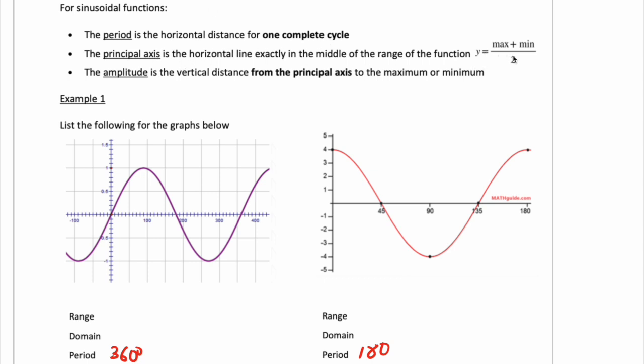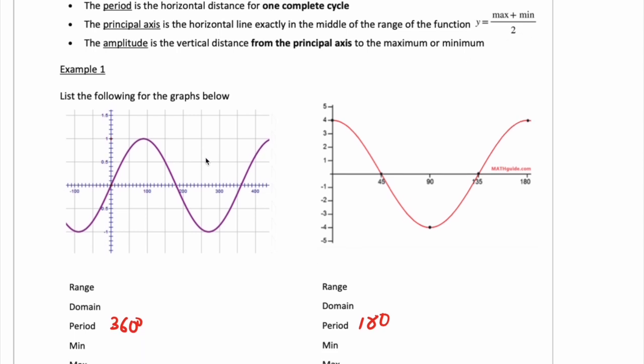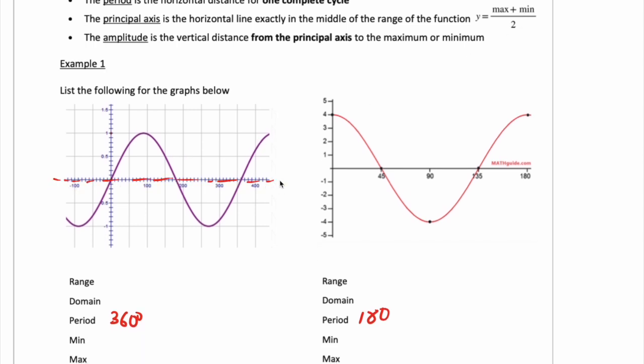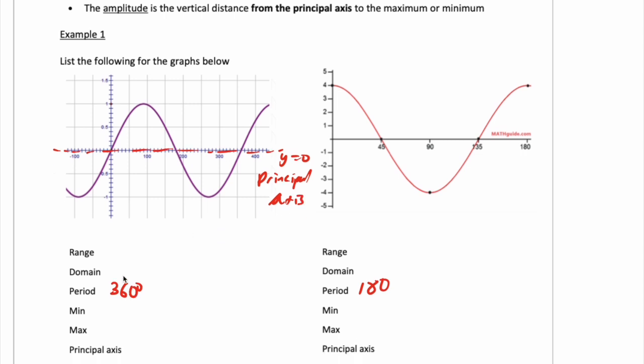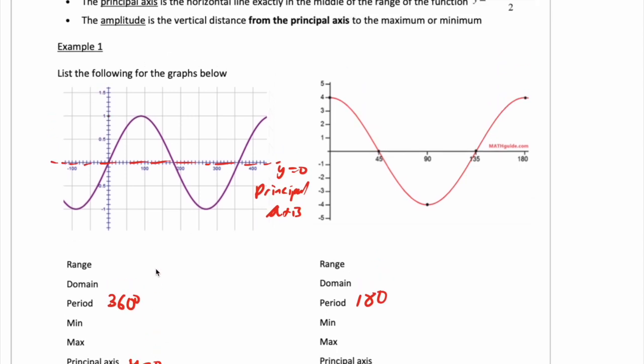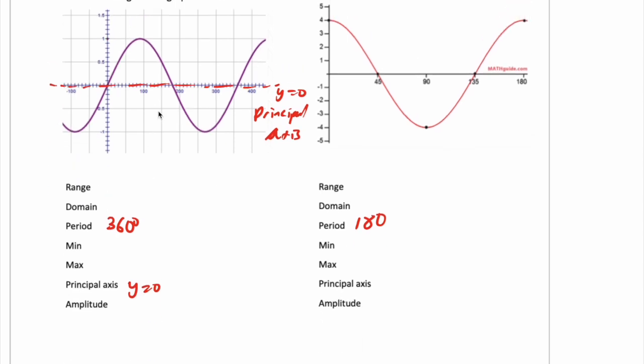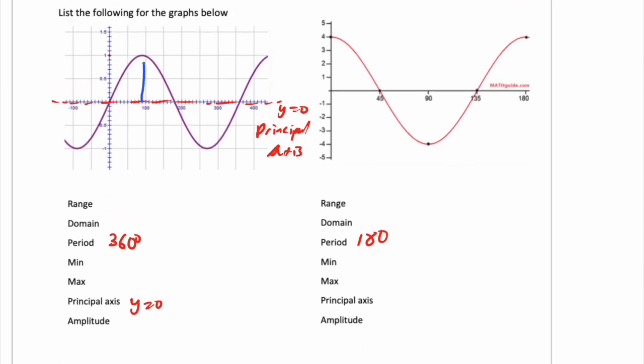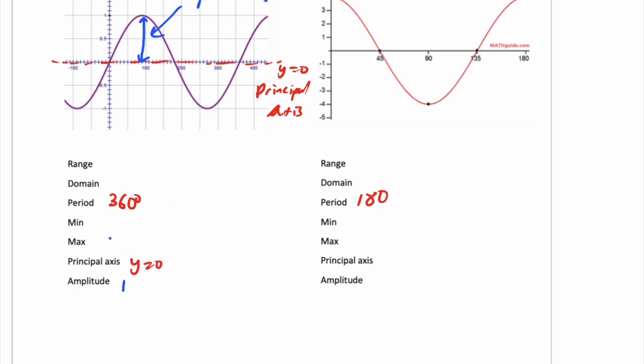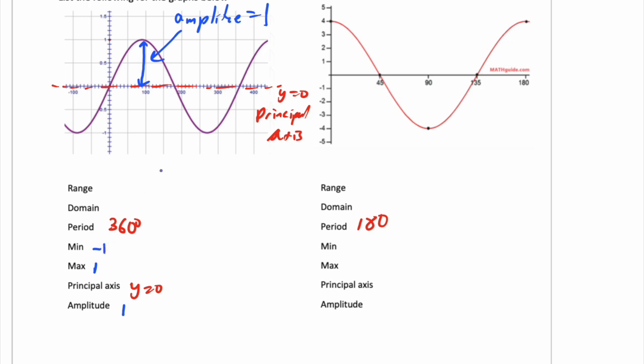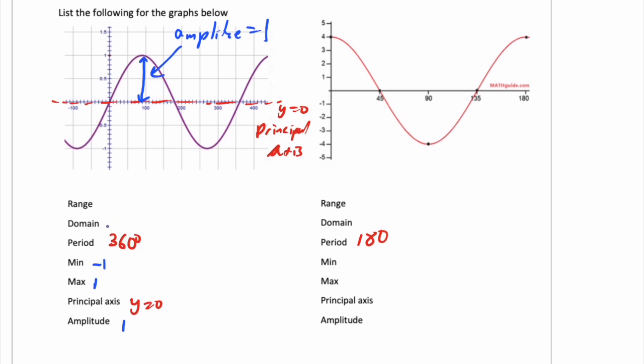The principal axis is max plus min divided by 2. That's like an average. So the principal axis is the line in the middle. In this case, y equals 0 is the principal axis. The amplitude is basically the distance from the principal axis to the maximum or the minimum, which is the same thing in this case. So the amplitude is 1. The max is 1, the min is -1, so regular sines and cosines oscillate between -1 and 1.